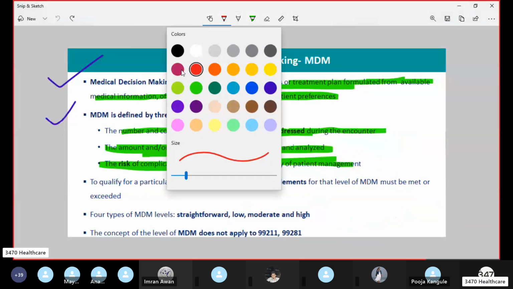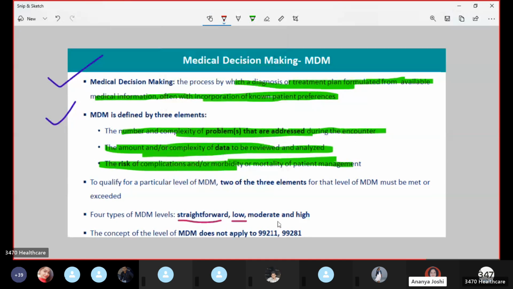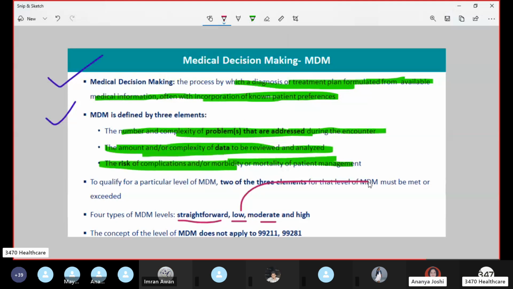So A table is yes. Sir, if straightforward, low, and moderate, then low will be the middle one? You are right. Straightforward, low, moderate: low is the middle one. I'm telling you that in the hierarchy only, not in the A table or B table, in that middle one you are getting the MDM. We have to select that hierarchical middle one. Okay, thank you.